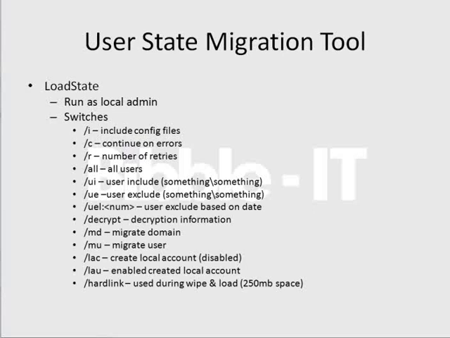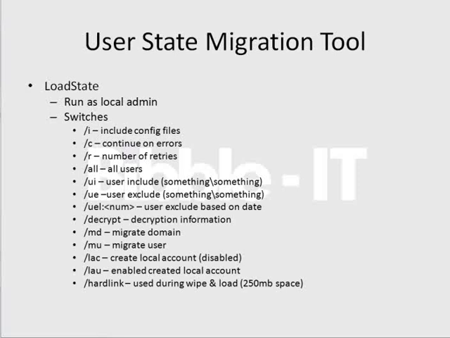The questions you're likely to be asked around this is something along the lines of what would be the way of migrating user data that uses the least amount of space. Would it be using /compress, /nocompress? The option is more than likely to be using the /hardlink option. Syntax for load state, as you can see, is very similar to scan state, so I won't go through and do an actual demo of that.